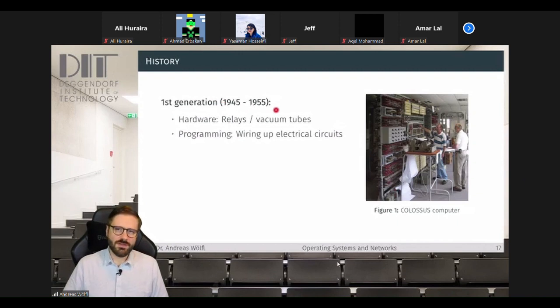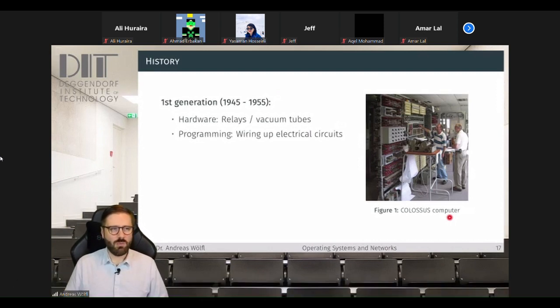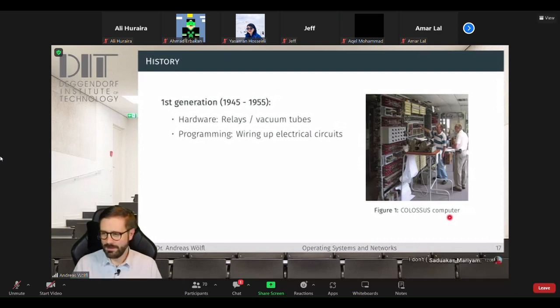And it all started in the mid 40s. Computers were room filling. You see it on the picture here on the right-hand side. So this is the Colossus computer. The Colossus computer is famous because it was built in Bletchley Park. Does anyone know in the audience why Bletchley Park is famous? No worries, I will tell you.